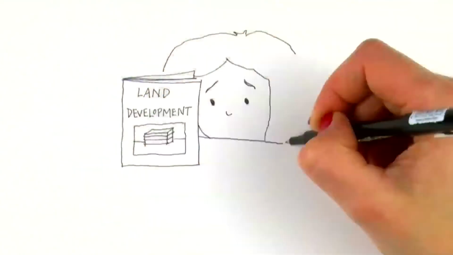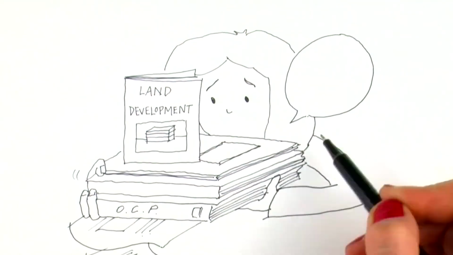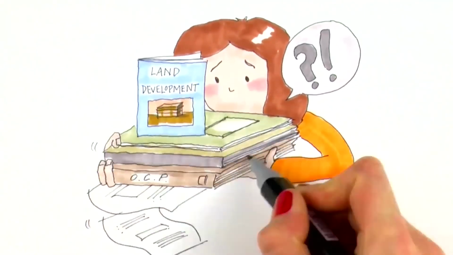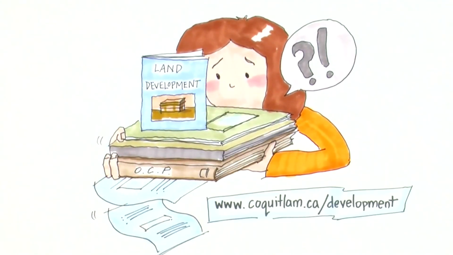With all of these, the OCP, neighborhood plans, zoning regulations, and development processes, there are many variables to understand. It can be confusing. City staff are here to help. If you have any questions, please contact the city's Planning and Development Department.